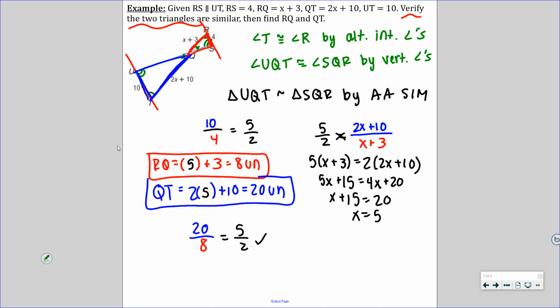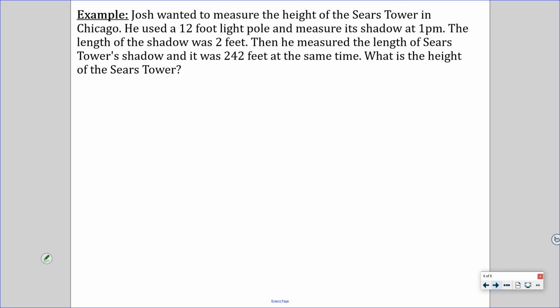All right, you guys, we're one geometry problem away from the weekend. Let's get after it. This one's a great real life problem, so don't say you'll never use geometry in real life because you guys all have shadows when you go outside, right? If the sun's out. Josh wanted to measure the height of the Sears Tower in Chicago.